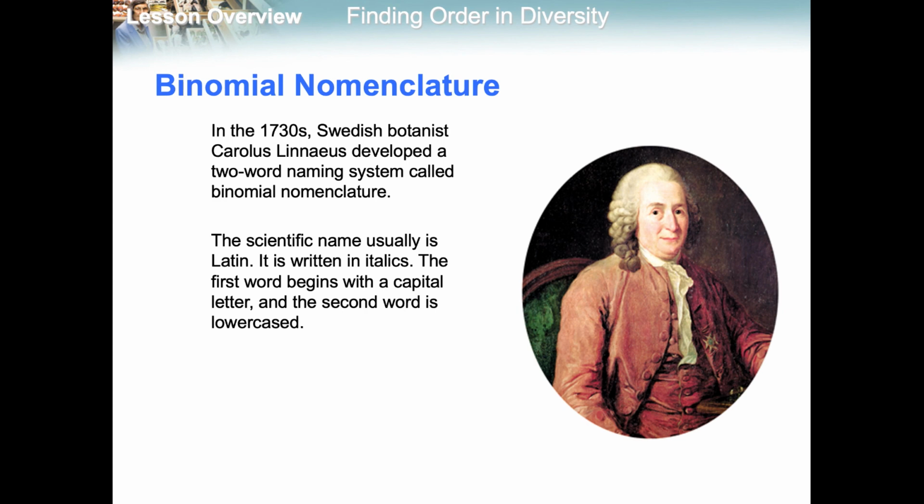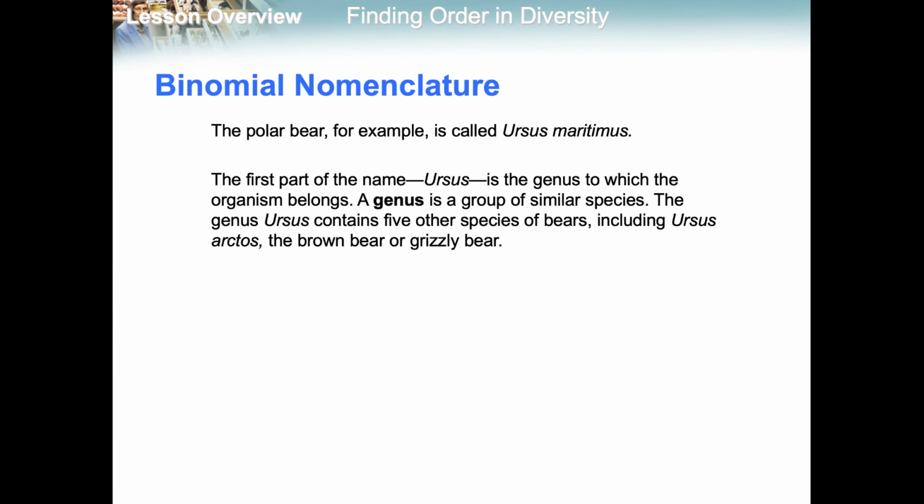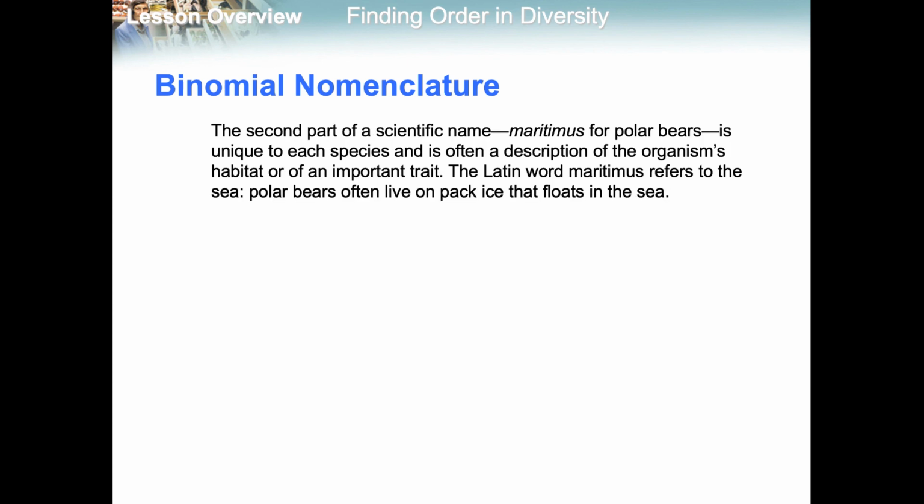Now, most scientific names usually use Latin, but there's also Greek. It's usually written in italics. The first word is capitalized and the second word is lowercase. So, for example, Ursus maritimus: Ursus is for bears, which is the genus, and then maritimus is the species part of the name. Maritimus has to do with the sea. But Ursus consists of all kinds of bears like brown bear or grizzly bear. Actually, the brown bear and the grizzly bear are part of Ursus arctos. The species part of the name, maritimus, like I said before, has to do with the sea, so it's specific to polar bears.